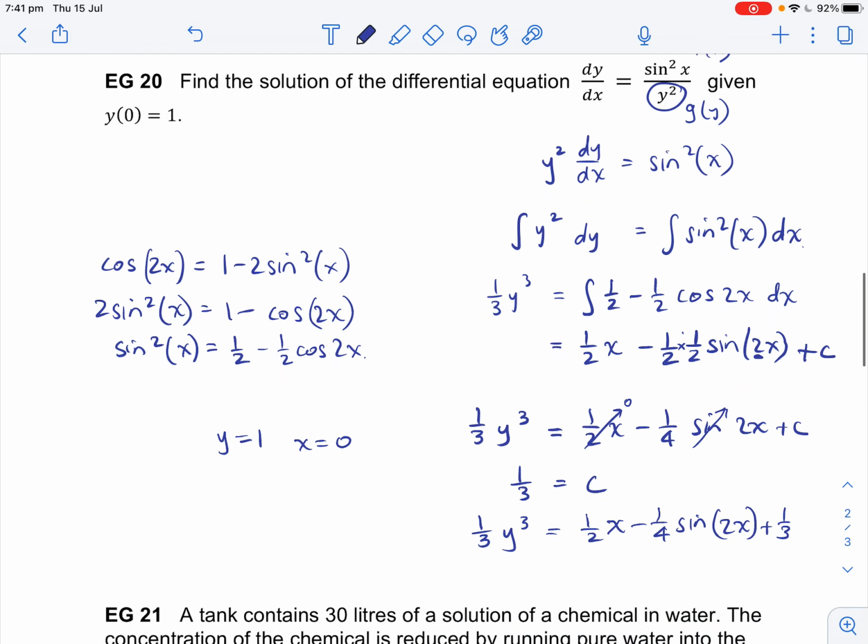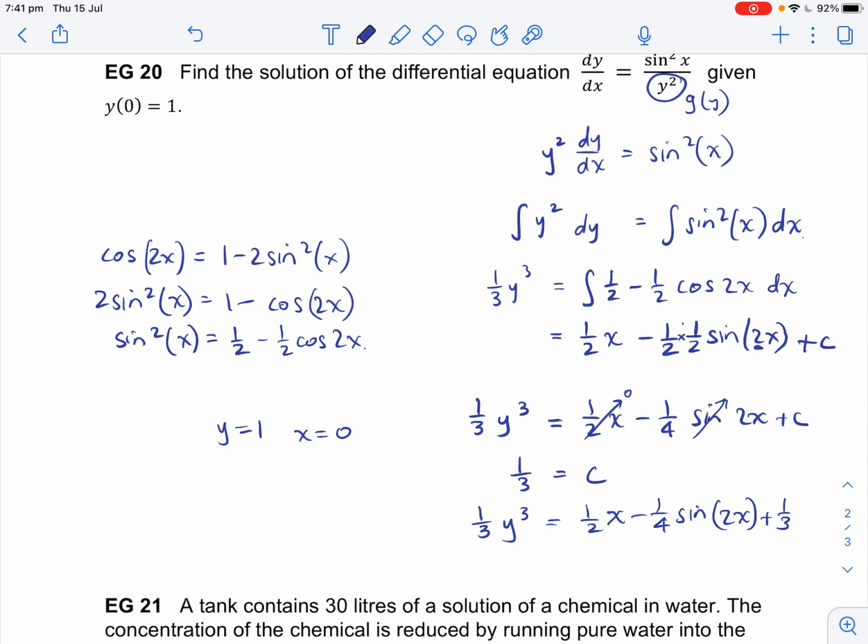and if you like, you can then tidy all of that up by rearranging. It would be the cube root of 3 on 2x minus 3 on 4 sine 2x plus 1, because 3 times 1/3 is just 1. And that would be my final expression.